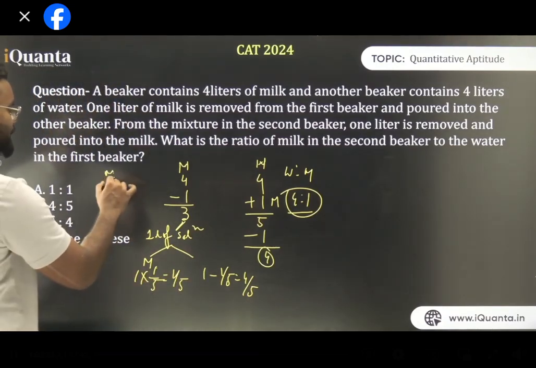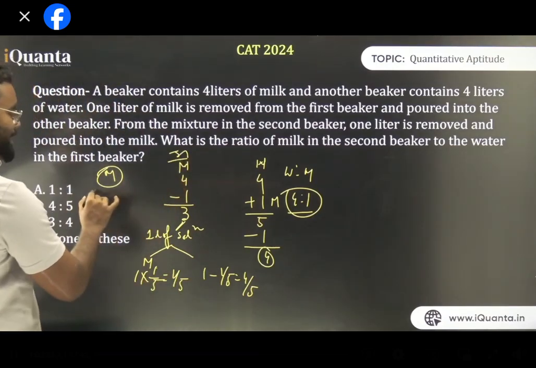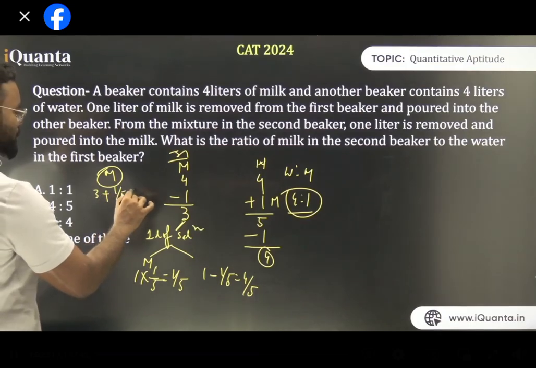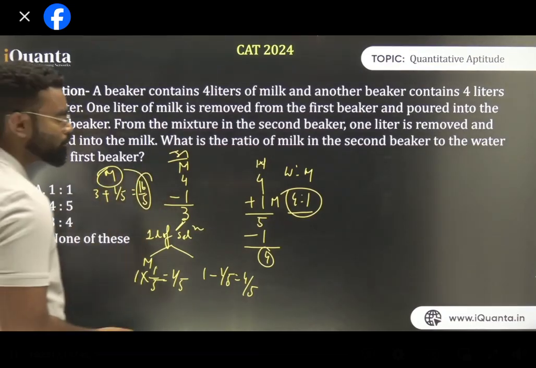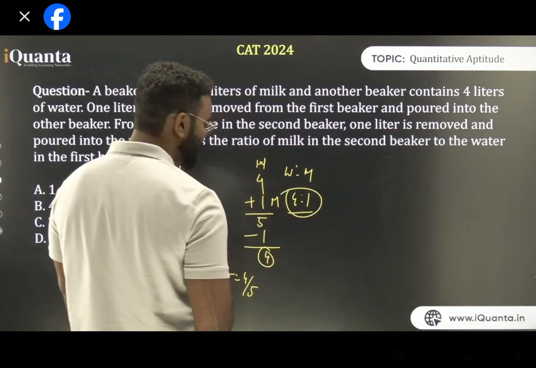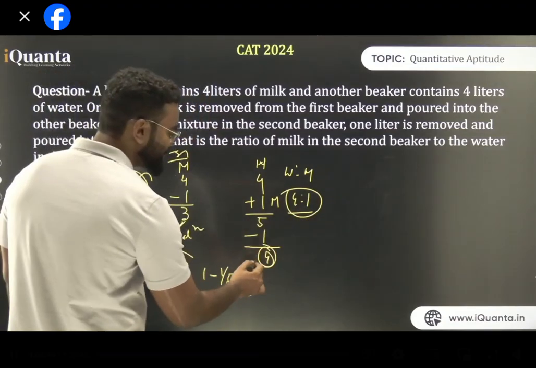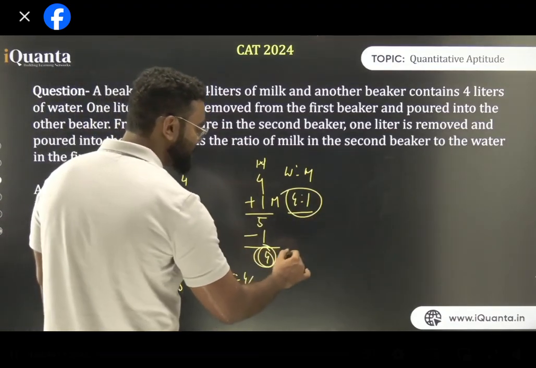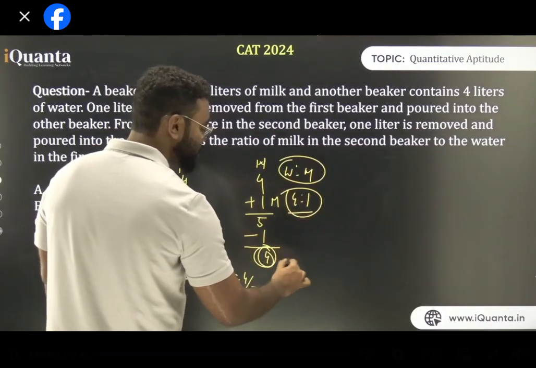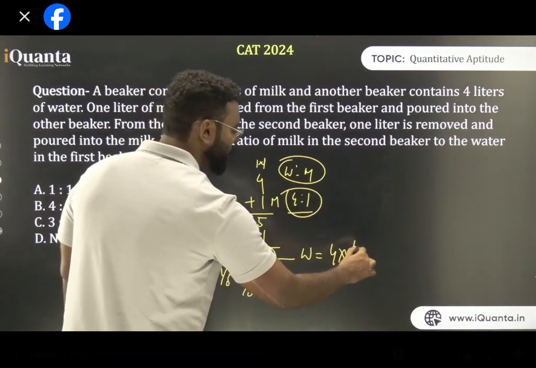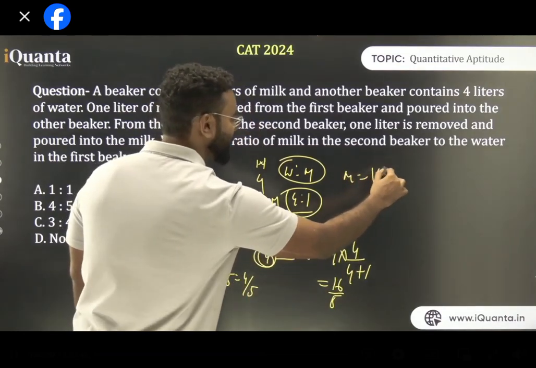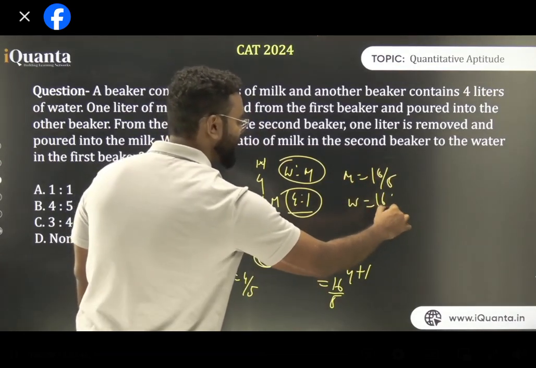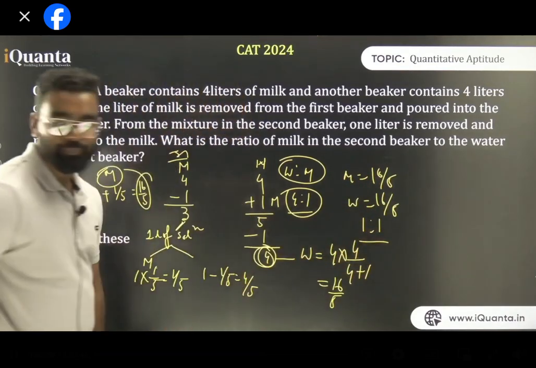So what is the total amount of milk in jar 1? In jar 1, the total amount of milk is 3 plus 1 upon 5, which is nothing but 16 upon 5. And the total amount of water in jar 1 is already 4 liters. So this 4 liter is the solution. In this 4 liter solution, what is the ratio of water to milk? It is 4:1. So the amount of water is 4 into 4 upon 4 plus 1, which is again 16 upon 5. So milk is 16 upon 5, water is 16 upon 5. So what is the ratio? 1:1.